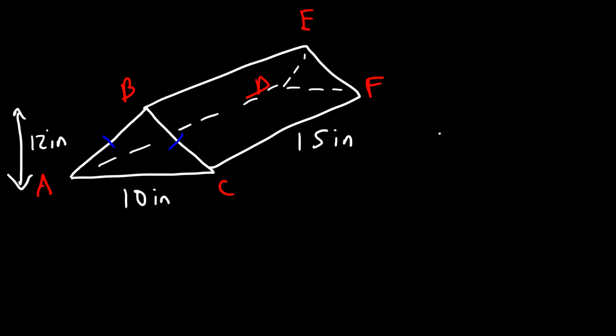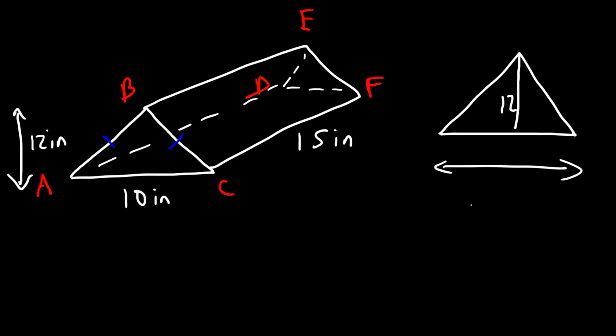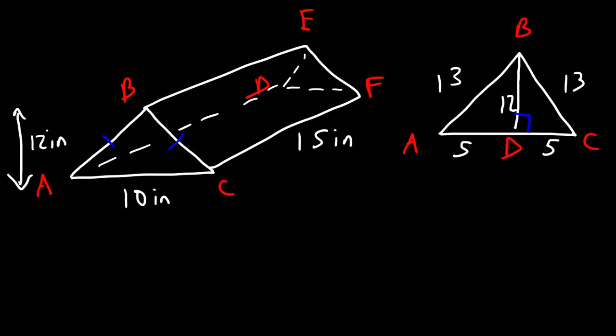So let's focus on the triangle for now. So the height of the triangle is 12. And we know the base is 10. So let's call this ABC, and let's add a new point D. So AD has to be 5 and DC has to be 5. And this is basically the 5, 12, 13 triangle. So AB and BC are both 13.